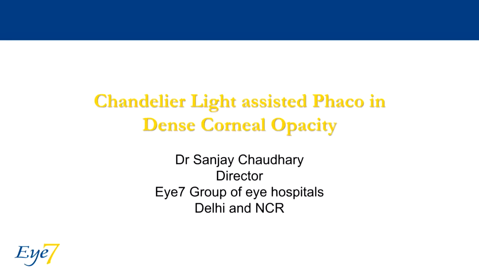Chandelier illumination in corneal opacity. You know that with corneal opacity, finding the cataract for phaco or SICS is difficult. But if you have a lateral illumination, you can see things from the illumination, and chandelier illumination is one tool. I don't know cost-wise, it costs hundreds of thousands or lakhs. So he will show you how he does that.